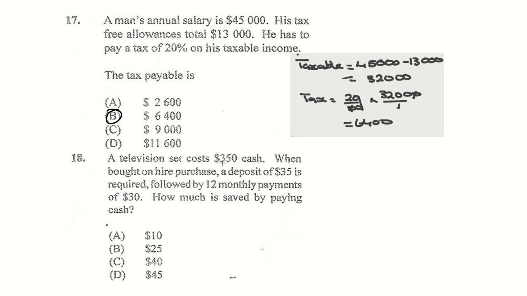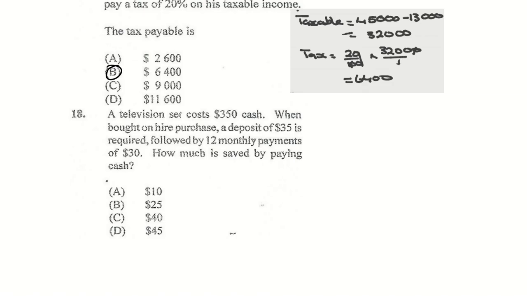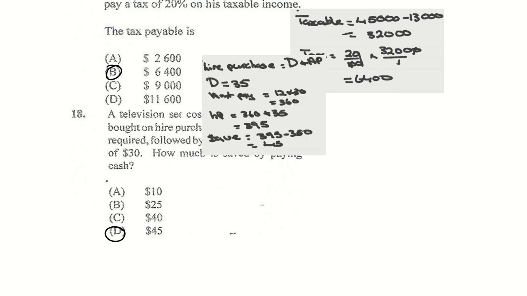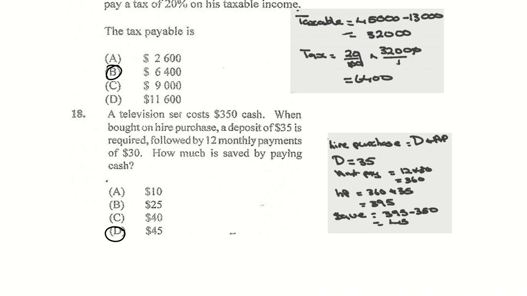A television set cost $350. We did this question, right? This is a repeated question. We saw it a good few times, especially in the newer years. We saw that the answer was 45. Right? It would have been 35 plus 360. 12 by 30 is 360, which is 395. The difference between 395 and 350 is 45. That's how you would have done this question, right? Let me give you guys the working for it. Right, this would have been the working for it.